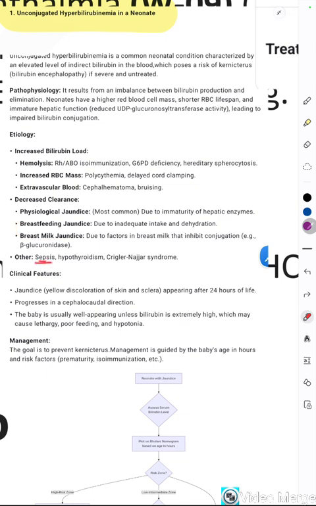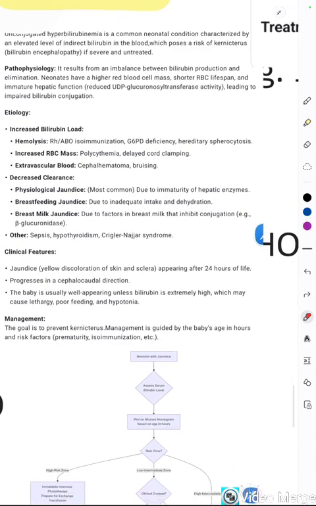Then other causes can be sepsis, but sepsis presents with other features like hypothermia, hypoglycemia, feeding difficulties, apnea, hypothyroidism, and Crigler-Najjar syndrome. Crigler-Najjar syndrome is the UDP-GT, UDP glucuronosyltransferase enzyme deficiency. So Crigler-Najjar type 1 or type 2. Type 2 can be managed by phenobarbital. Crigler-Najjar type 1 cannot be managed by drugs.